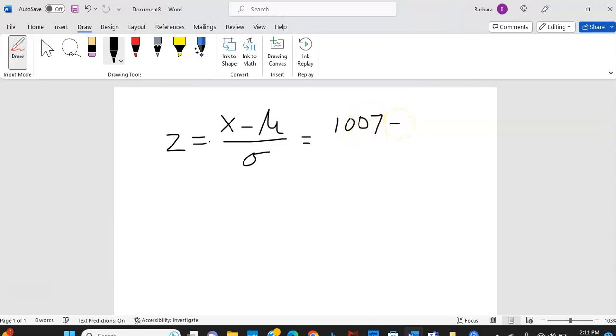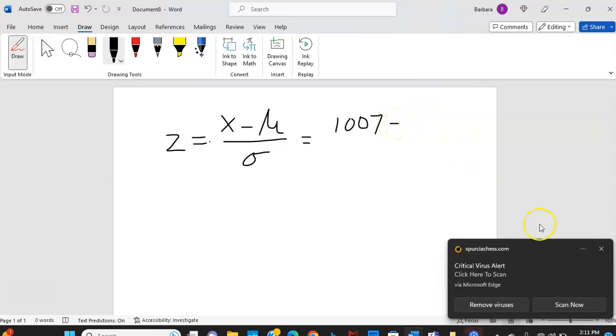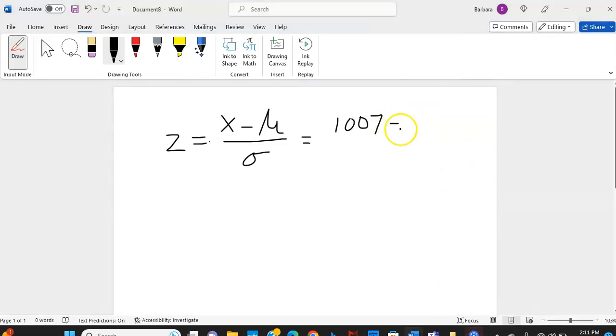In our distribution, the mean was 977, and I apologize for this darn McAfee thing. I'm gonna have to look up how to make that thing just go away.